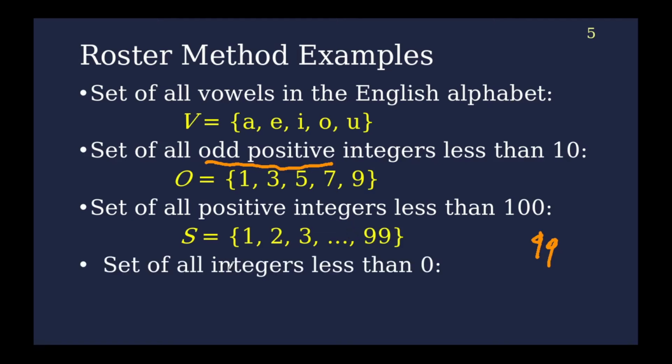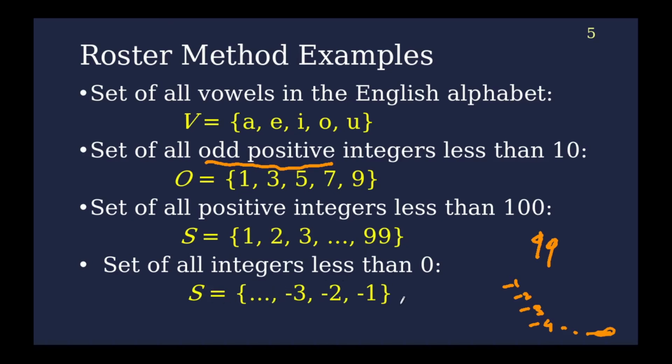Next, the set of all integers less than 0. Can you tell me how many integers are less than 0? It is -1, -2, -3, -4, dot, dot, dot, up to infinity. These are represented using S equals to dot, dot, dot.